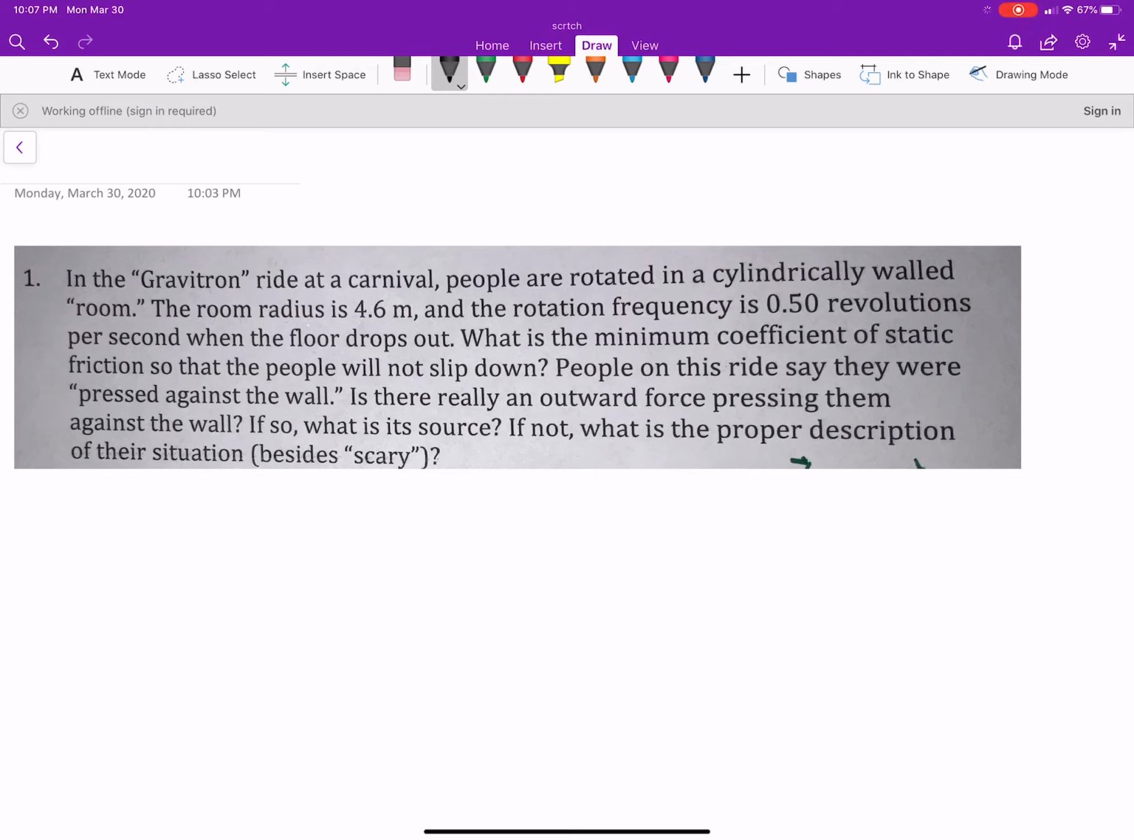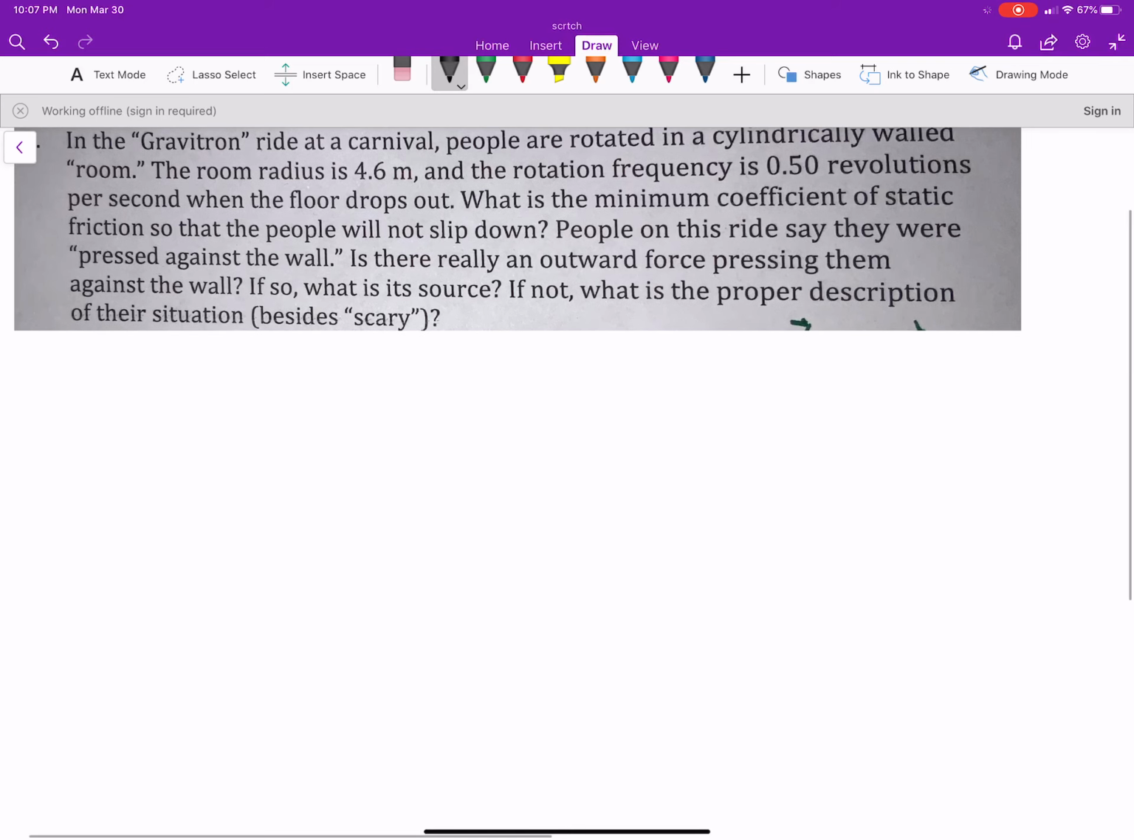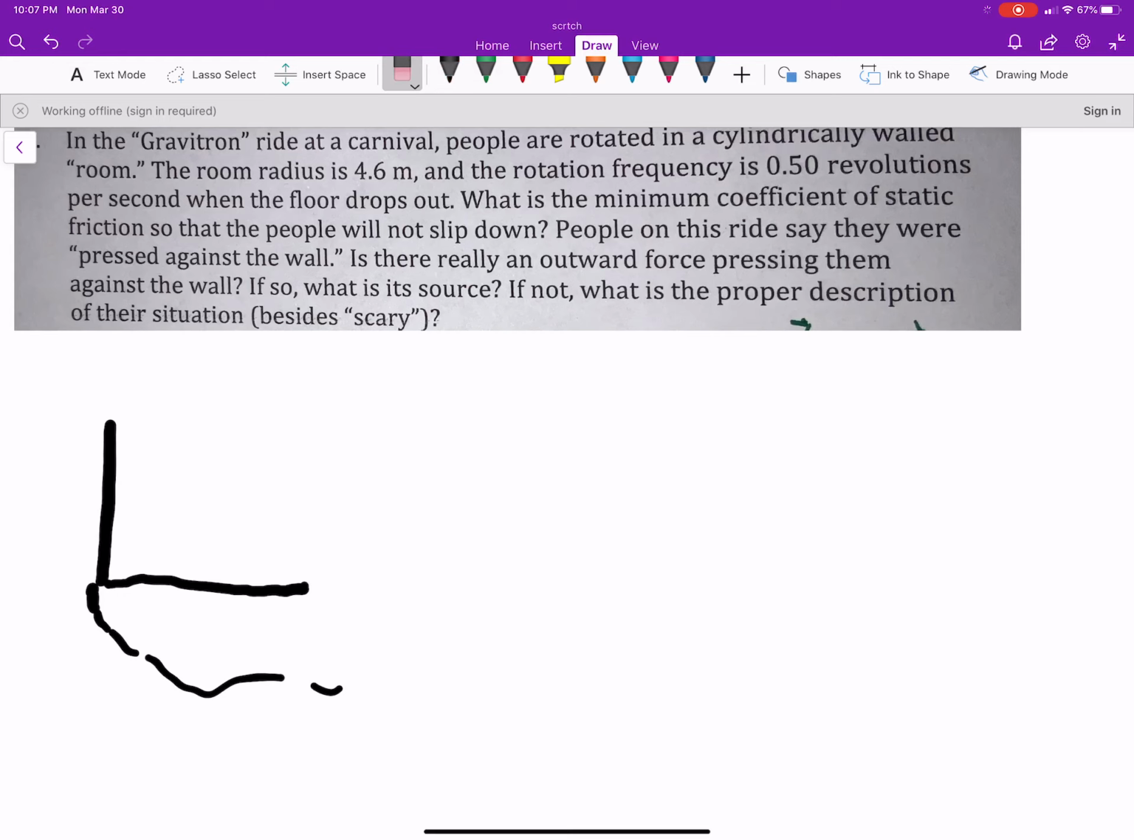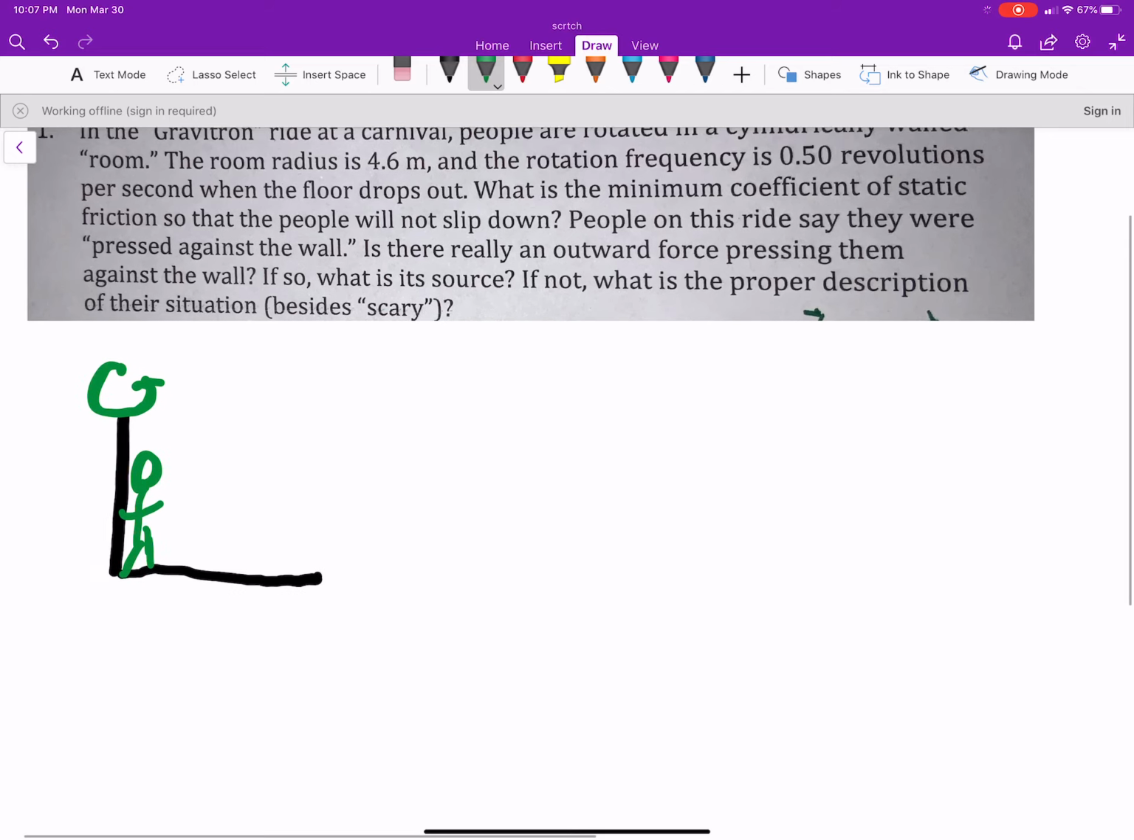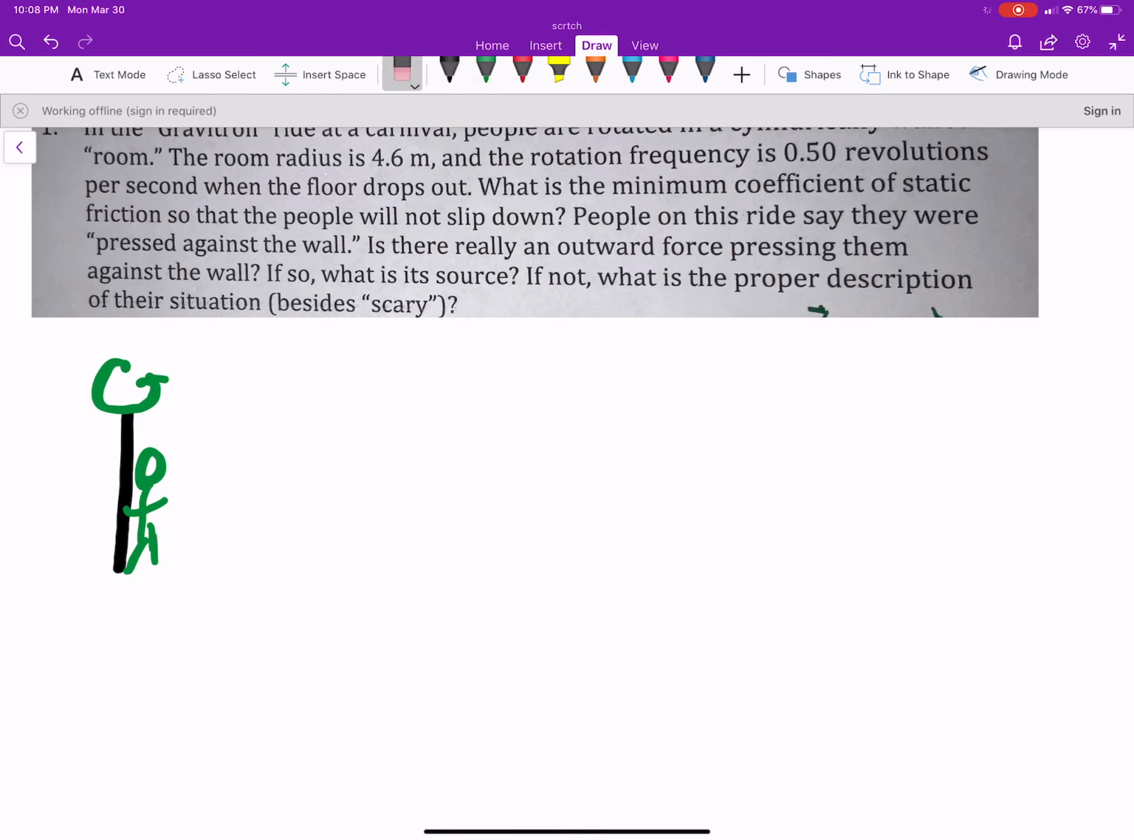I don't know if they're actually called the Gravitron, but basically what's happening is you have a wall, and this goes in a circle, even though I didn't draw a very good circle. And you stand here, I've never actually been on this, but from what I gather, this thing starts spinning really fast. And once it gets to a certain speed, the floor drops, and you're still suspended. So how does that work? Well, let's work through this really quick.